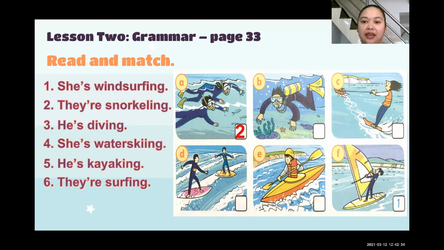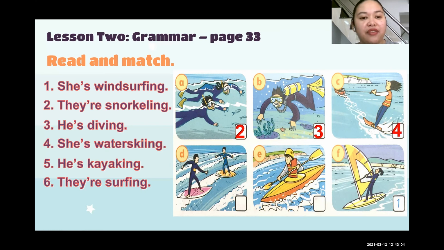Number 3, he's diving. He is diving. A, B, C, D, E, or F. Choose your answer. The correct answer for number 3 is letter B. Number 4, she's water skiing. She's water skiing. Is it C, D, or E? The answer here is C.